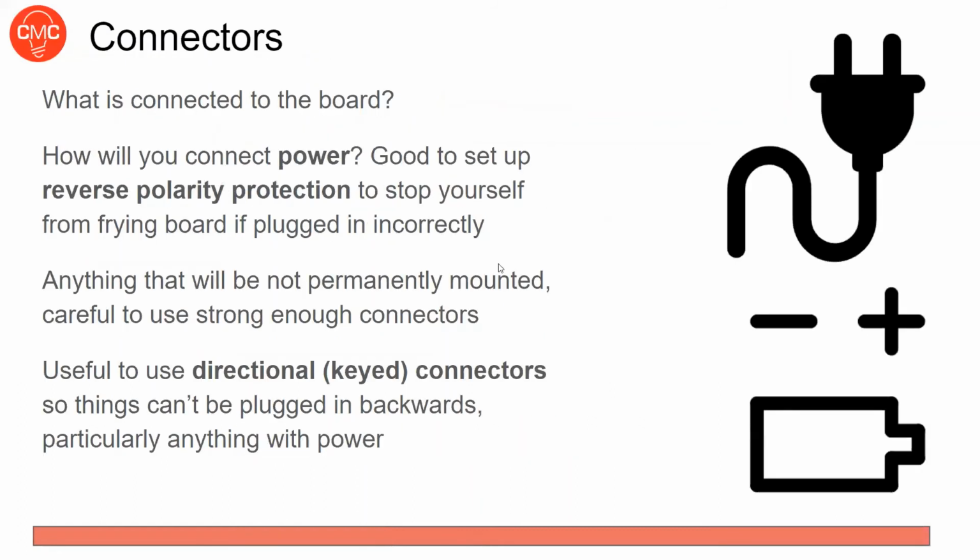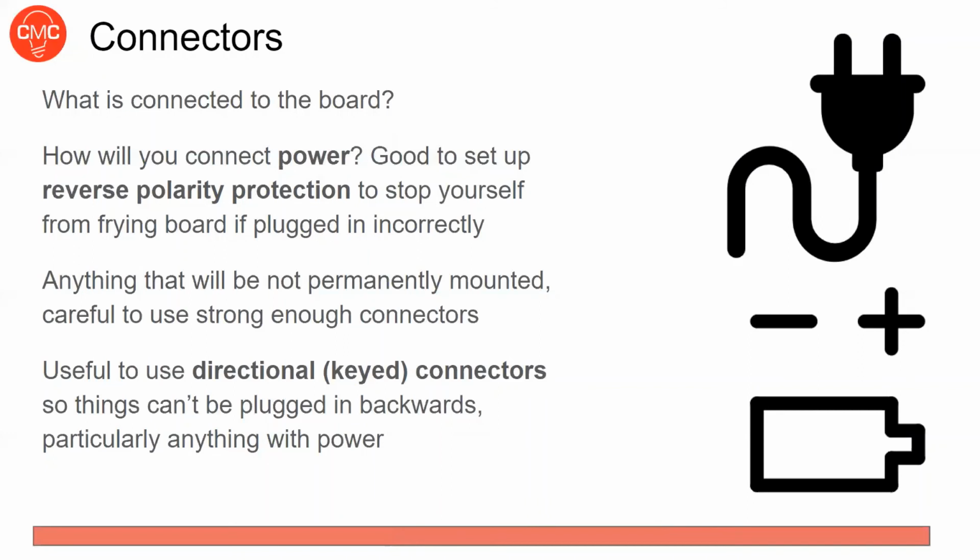Okay, connectors. Again, what are you connecting to this board? Do you need to mount the LCD directly to the board, or are you just connecting with a connector and then mounting it to a chassis? How are you connecting power? Power is a really important one. First of all, use a connector that is directional, so you can't plug in power backwards. One thing to think about is, do you need reverse polarity protection? Is it likely that you're going to plug this in backwards or incorrectly? Maybe ESD protection, which is like electric shock protection.